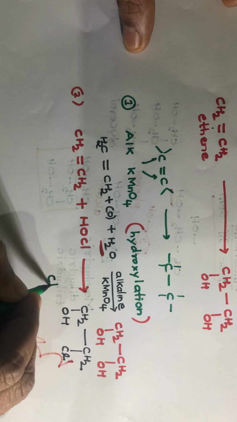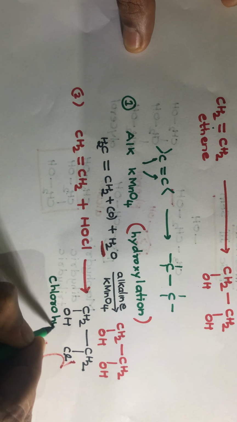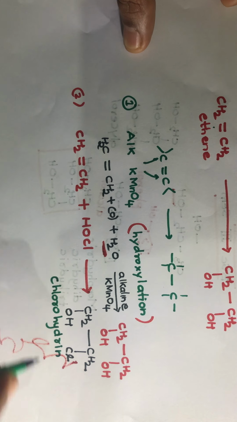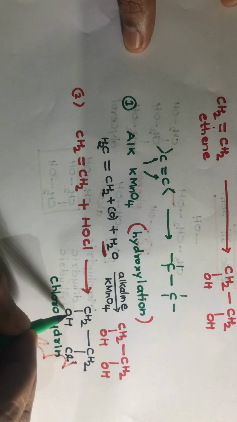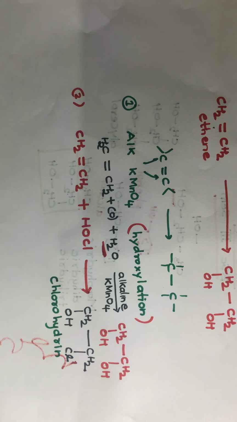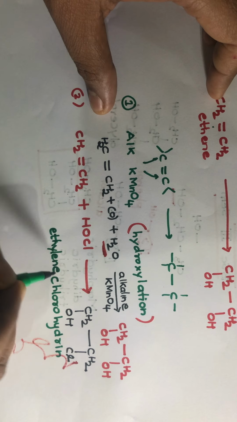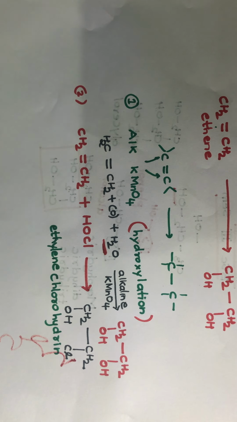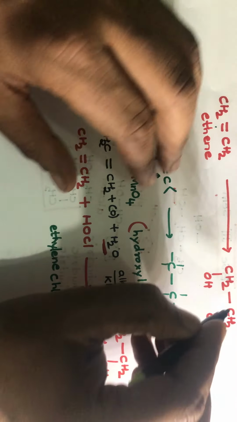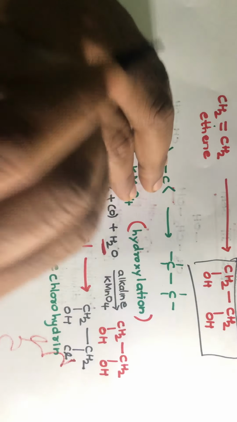This is called chlorohydrin: chloro because there is a chloro group, hydrin because there is an OH. CH2 is called ethylene. So this is called ethylene chlorohydrin, and this is what you are going to get. In the next step, this ethylene chlorohydrin is hydrolyzed using sodium bicarbonate solution. What we want is ethylene glycol.